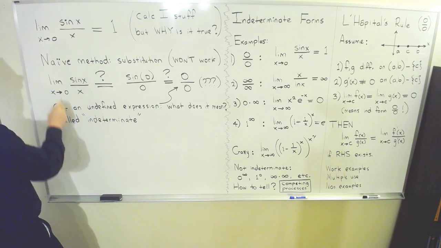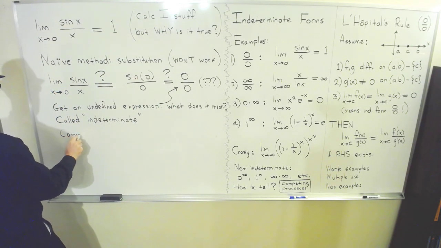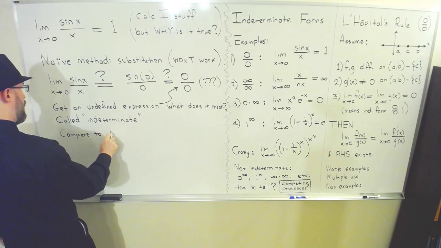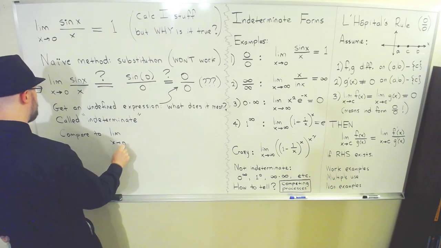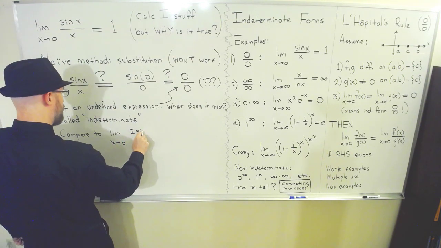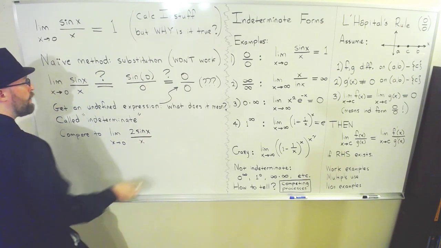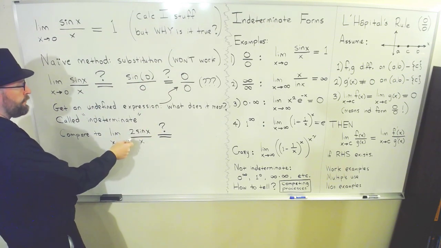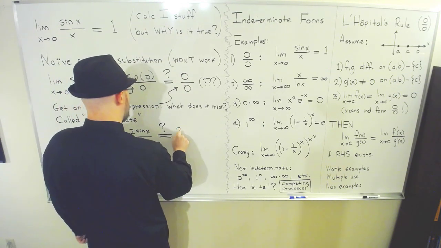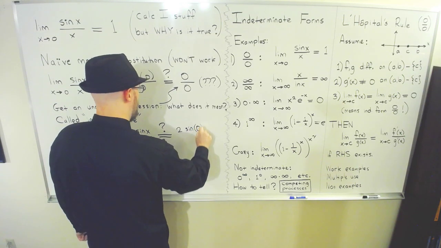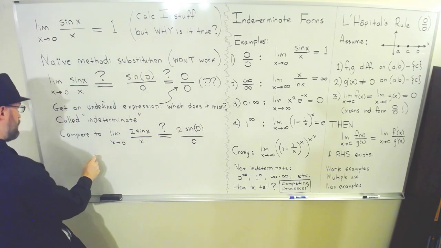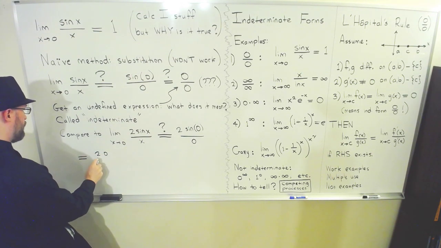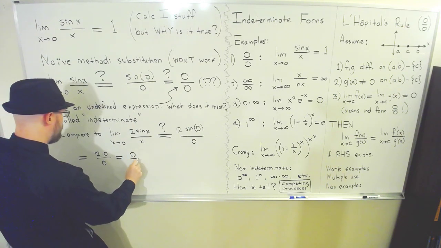Because see, what would happen if I compare this to a similar limit. I'm going to do a very similar limit. This is just limit as x goes to 0 of 2 sine x over x. Well, if I do this same naive approach, I'm just substituting in values. I would say 2 sine 0 over 0, which is 2 times 0, because sine 0 is 0, over 0, which is just 0 over 0.